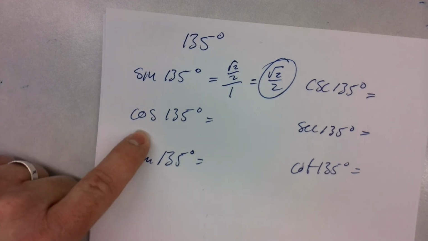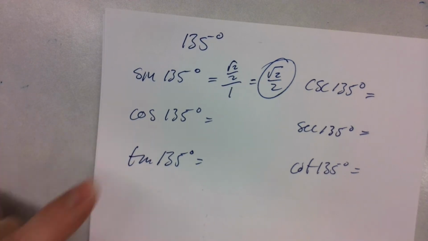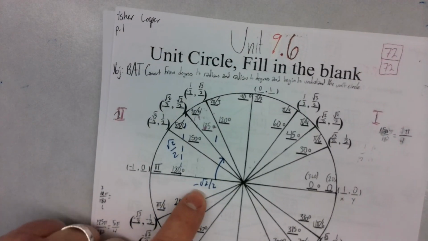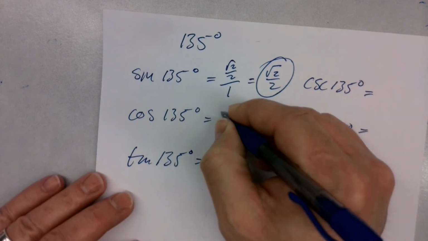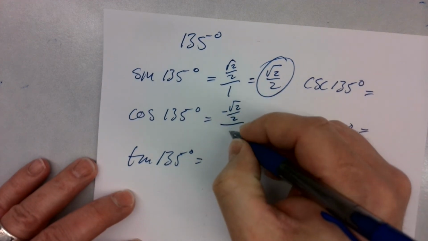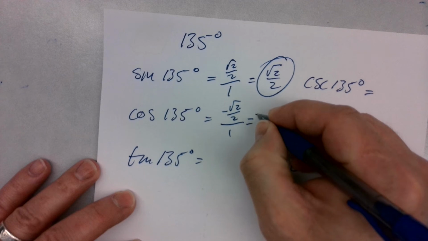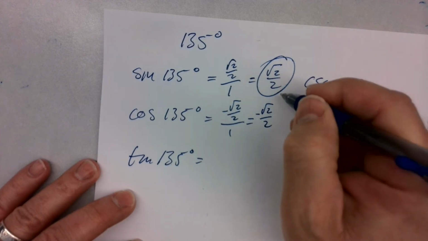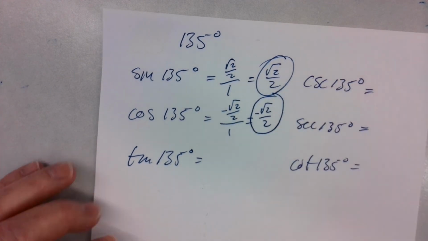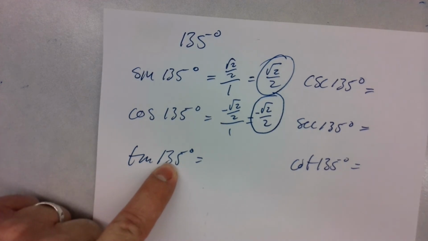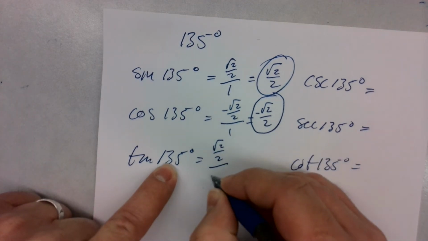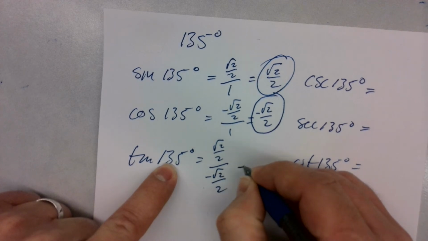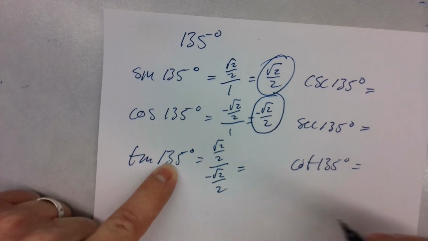Okay, now cosine is what? Adjacent over hypotenuse, right? So what's my adjacent number? Negative root 2 over 2 over 1, which is just negative root 2 over 2. And that is now the cosine of 135. Now what's tangent going to be? Opposite over adjacent, isn't it? And it's root 2 over 2 over negative root 2 over 2, which is just negative 1.